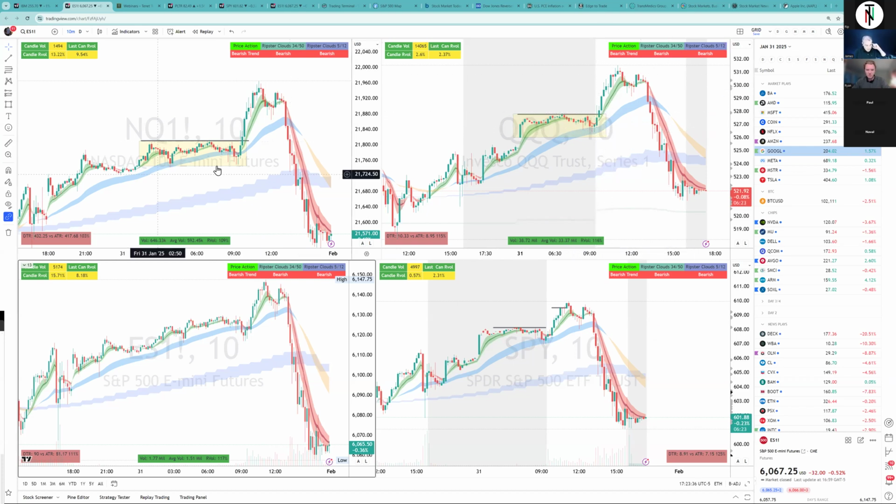I'm going to talk about the indicators later, but I'm telling you the importance of that support and resistance. And you can see that. So what's the difference, right?